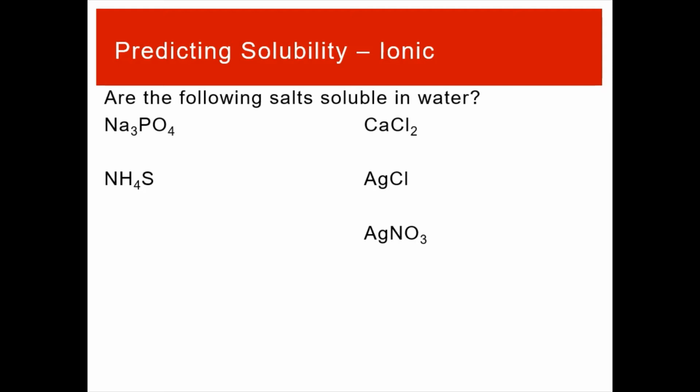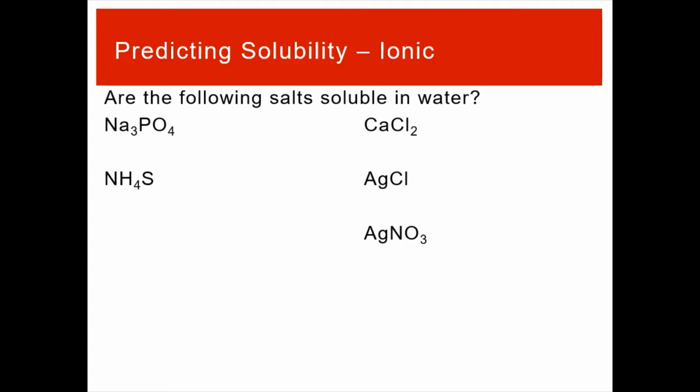Along those lines, let's get some practice determining whether or not these salts are soluble in water. So I have Na3PO4, (NH4)2S, CaCl2, AgCl, and AgNO3. Those are respectively sodium phosphate, ammonium sulfide, calcium chloride, silver chloride, and silver nitrate. We want to take a look at these.